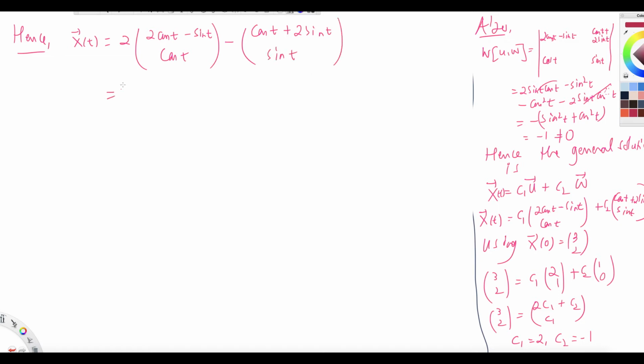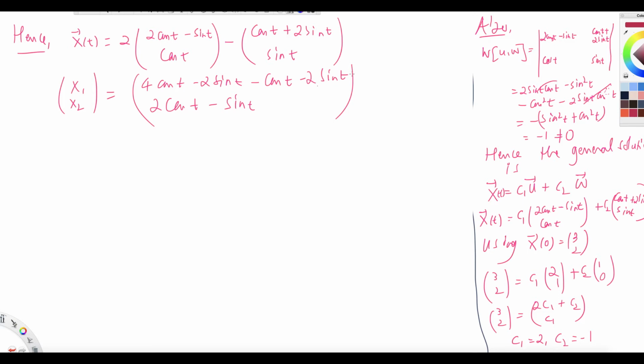Now if you simplify that, you can distribute that 2 and the negative sign, and then combine those two matrices. What do you get? x of t, which is x1, x2, is [4 cosine t minus 2 sine t, minus cosine t minus 2 sine t, and 2 cosine t minus sine t]. That's what you get, right?